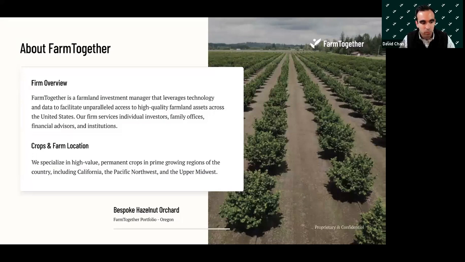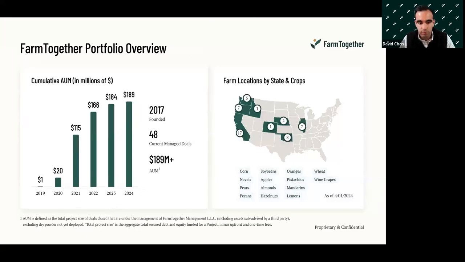So about Farm Together. For those of you who are new to us, we are a tech-enabled farmland investment manager. We invest in U.S. farmland, and we serve both retail investors and institutional investors. We primarily focus on high-value permanent crops, typically grown on the western half of the United States. As we'll see in a moment, our portfolio is concentrated west of the Mississippi, and we also have a pretty decent diversification of commodities as well.